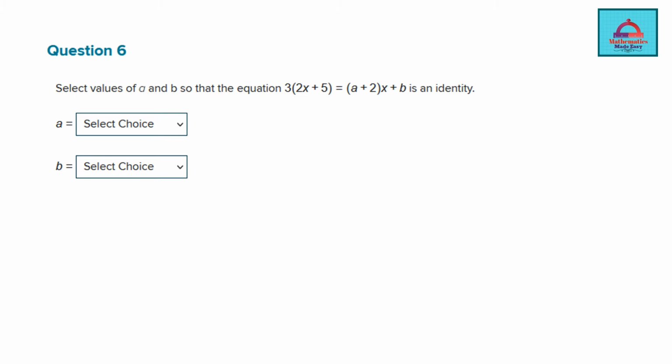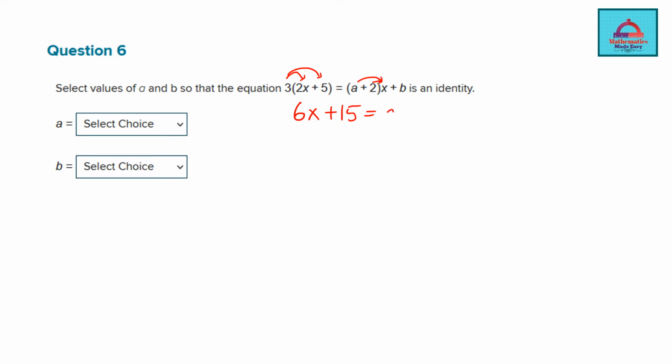Now let's solve this question. Again, you see brackets, so you are going to use the distributive property. So distribute over the bracket. So 3 multiplied with 2 is 6x. 3 multiplied with 5 is 15.